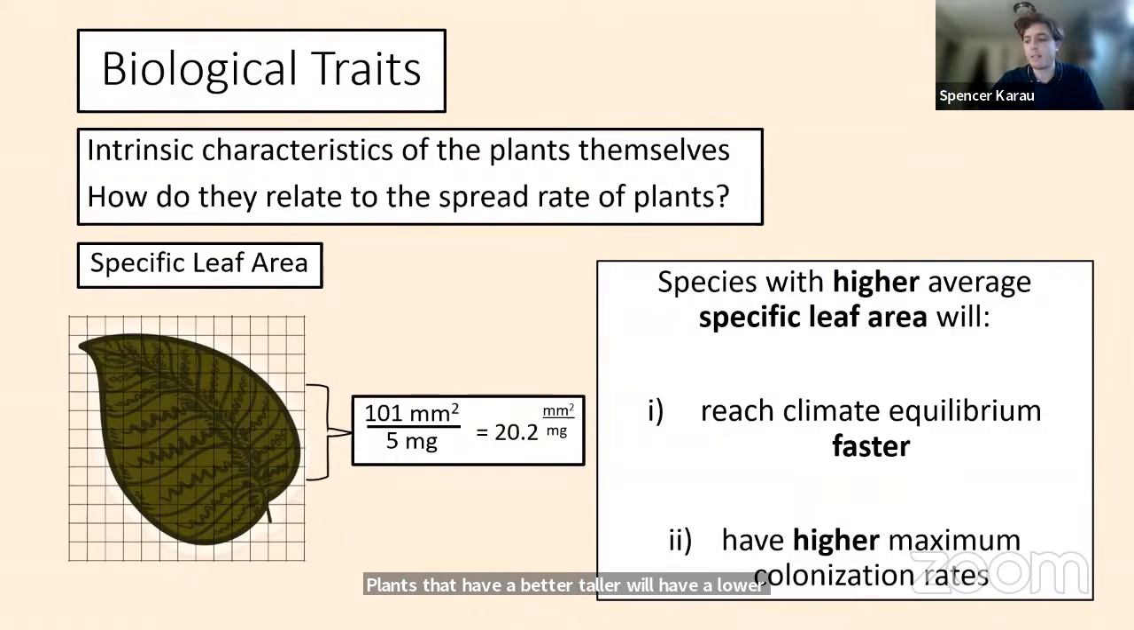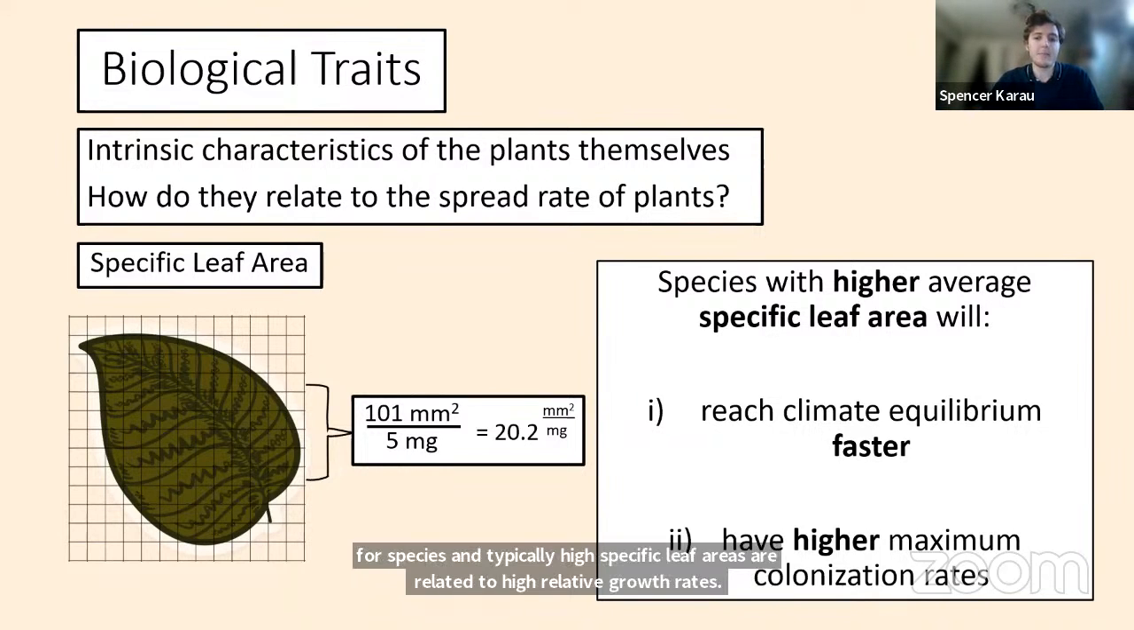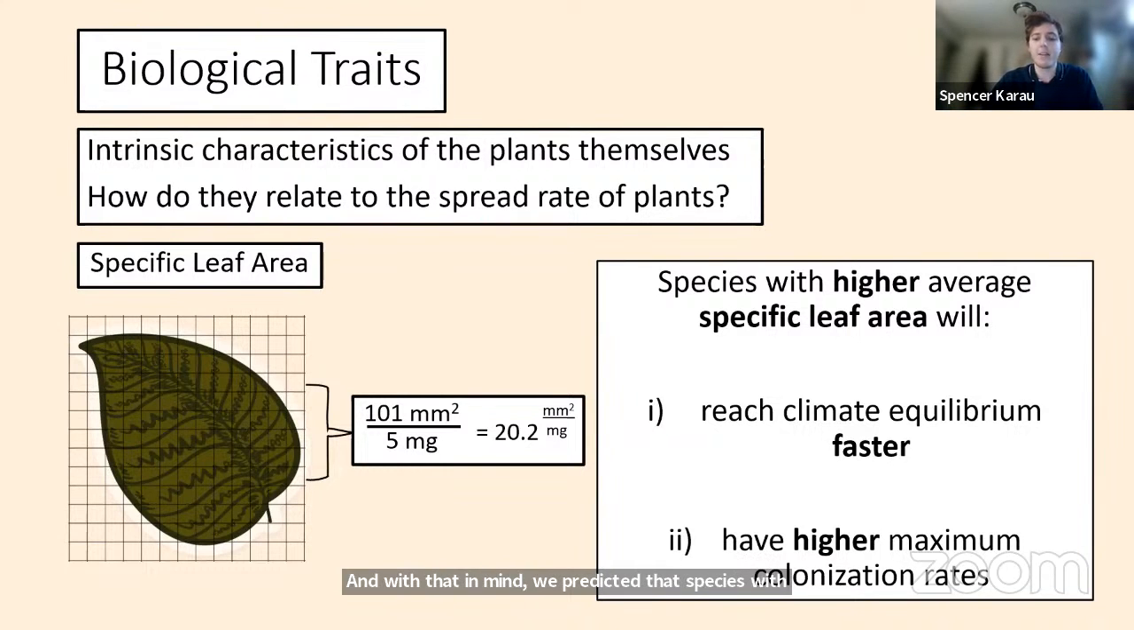And finally, we looked at specific leaf area. This is just the ratio of the leaf's area to its mass for a species. And typically high specific leaf areas are related to high relative growth rates. And with that in mind, we predicted that species with high specific leaf areas will reach climate equilibrium faster and have higher maximum colonization rates.